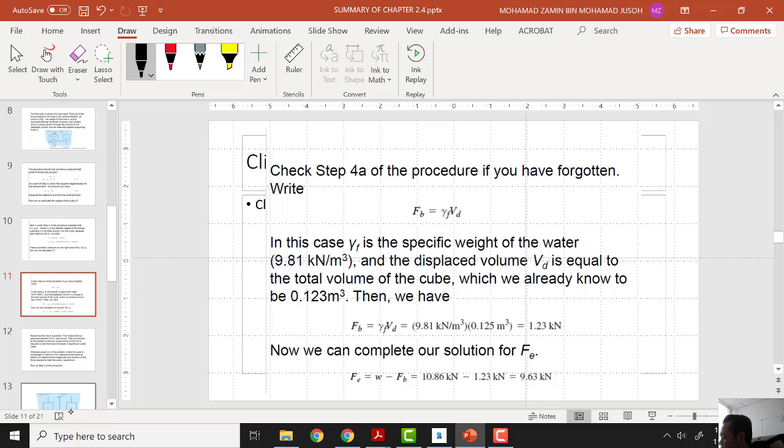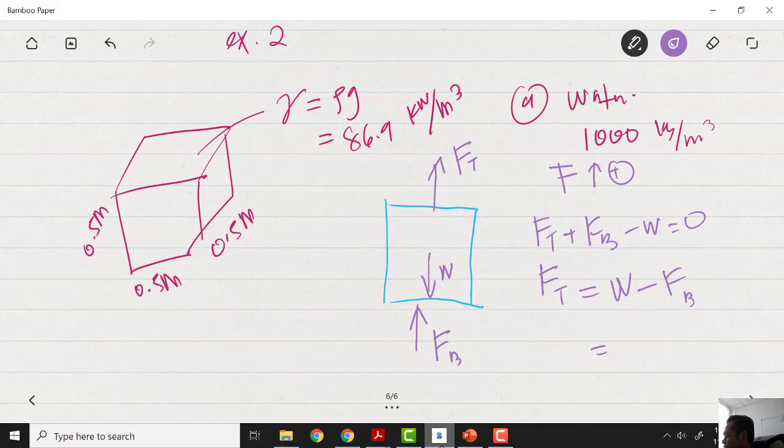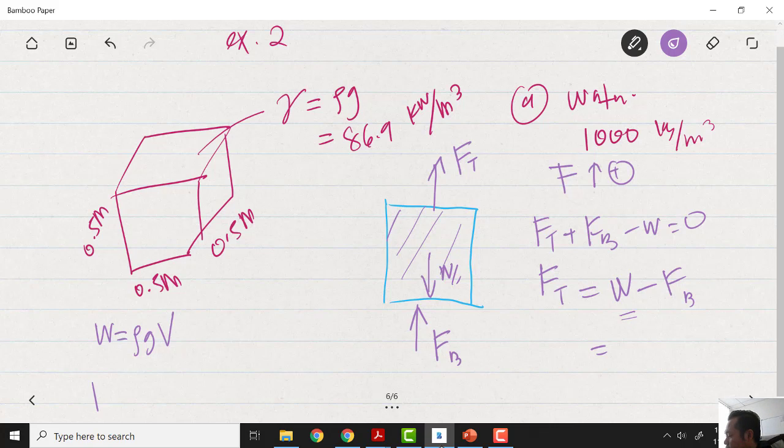So we get the answer is 9.63 here. Let's calculate the weight first, the weight of the entire body. So weight is equal to rho GV. We already know this before. This you need to solve yourself. Okay, V here. So we have another one, FB.